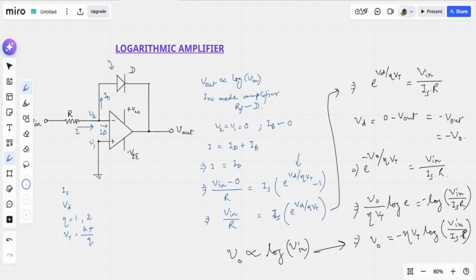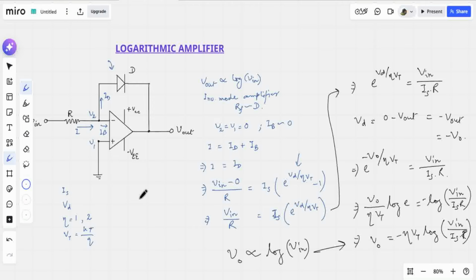So let us understand the basic operation. Suppose the input voltage increases, then the input current through the resistor also increases, and the current flows through the diode in the feedback path. And for the diode, as we know, the function is given by this equation. Now after solving, we found that V naught equals this value, right? So the output is a logarithmic function of the input.